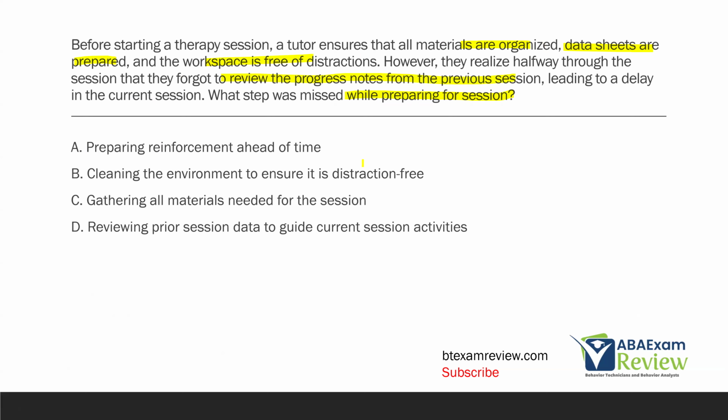What step was missed? A, prepare reinforcement ahead of time. There's no indication they didn't have reinforcement prepared. We just know they didn't check progress notes. B, cleaning the environment to ensure it's distraction-free. They did that. Workspace is free of distractions. C, gathering all materials as needed for session. They did get materials organized. They have data sheets. And then D, reviewing prior session data to guide current session activities.